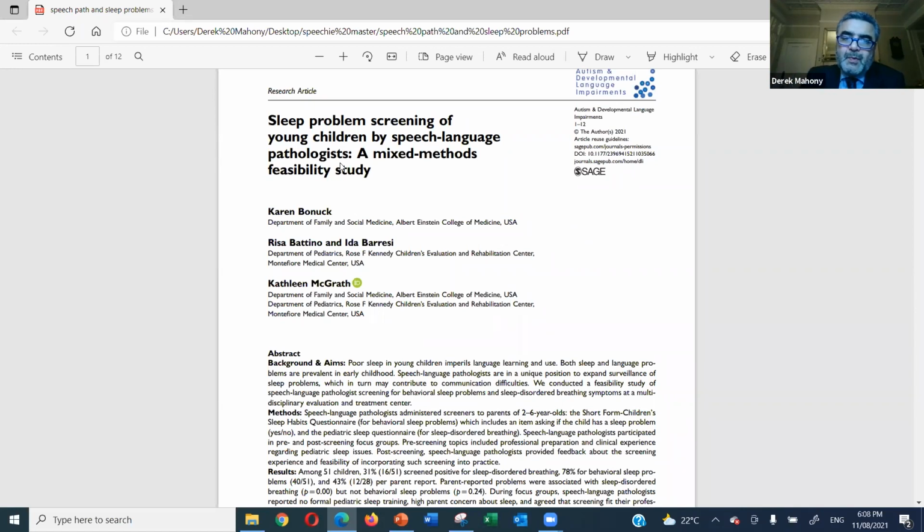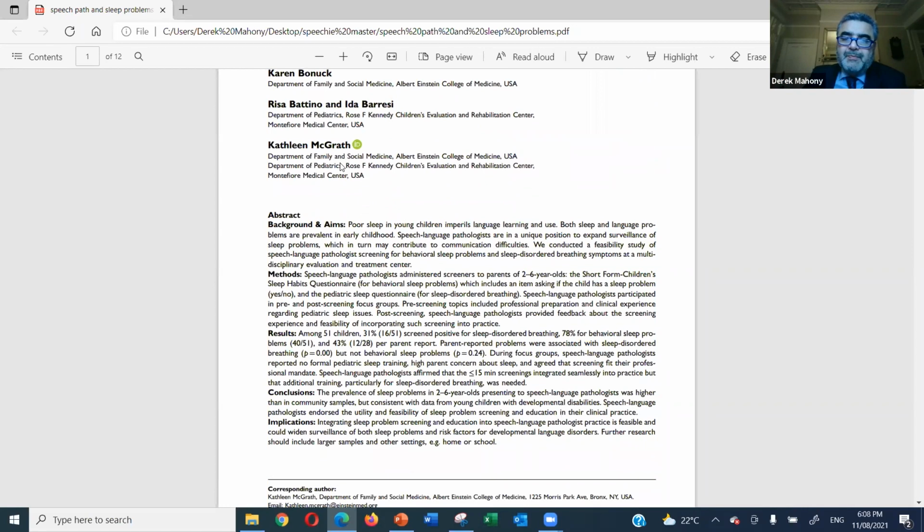So in this paper, what they showed is that of 51 children who were given the survey, 31% screened positive for sleep disordered breathing, 78%, which is 40 out of 51, for behavioral sleep problems, and 43%, as per the parent report. So it just shows you that integrating sleep problems and the screening of that into speech language pathology practice is very feasible and could widen the surveillance of both sleep problems and risk factors for developing language disorders, right?